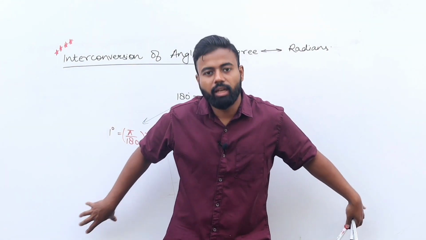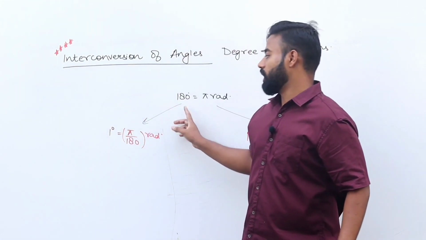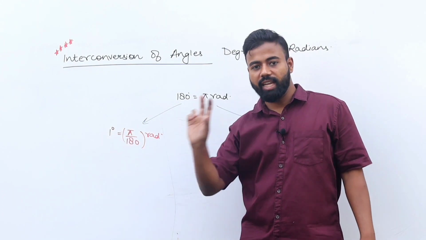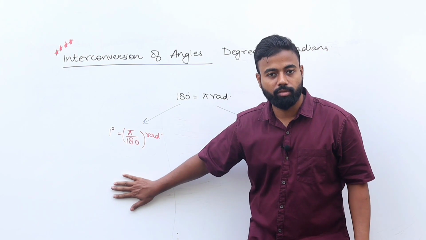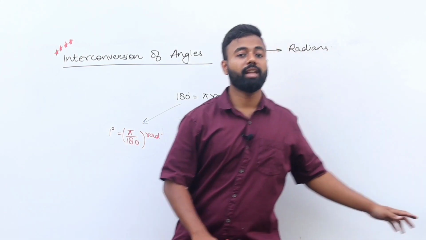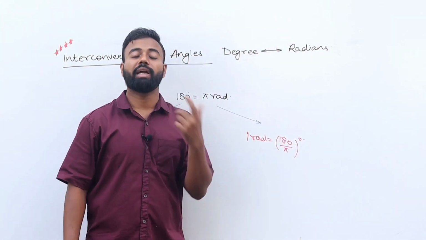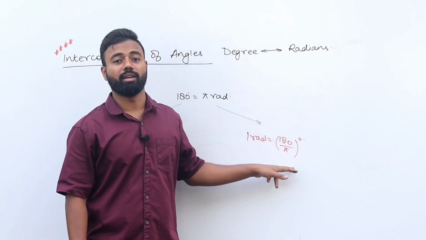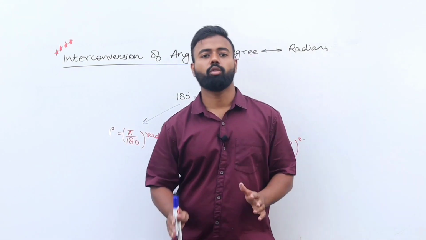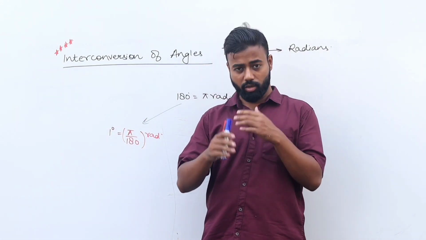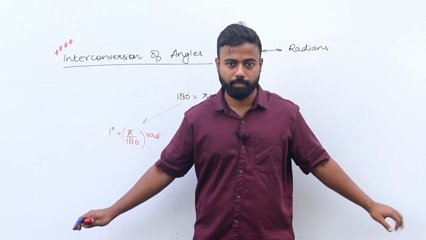Sir, why have you written two formulas? These are not two formulas. This is the way of writing a single formula only. Whenever you are given an angle in degree and you are asked to write that angle in radian, you are going to use this one. And whenever you are given an angle in radian and you are asked to write that angle in degree, you are going to use this one. I hope things are clear to you. We are going to do some questions which will make this theory easier.